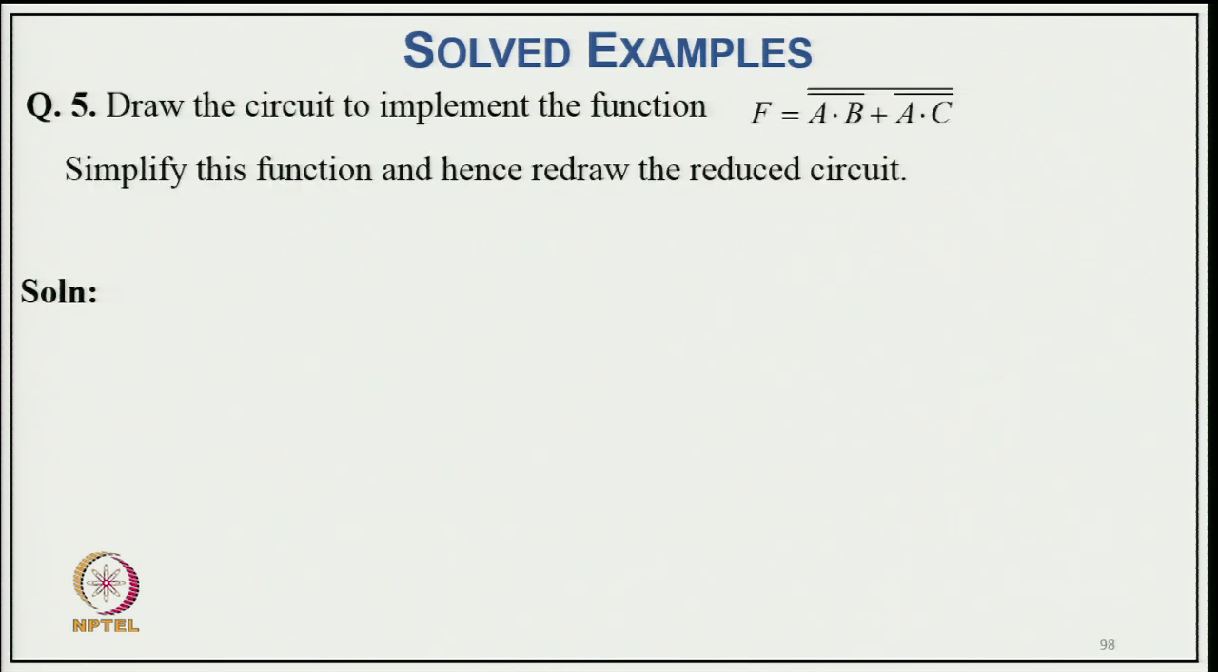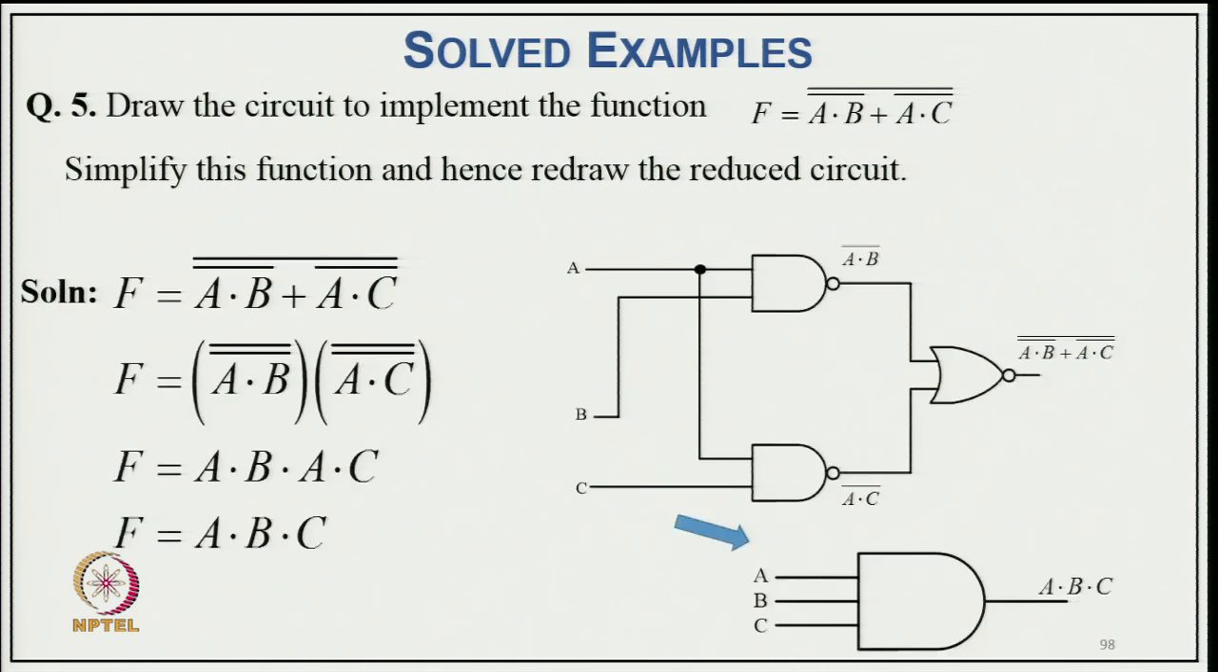Draw the circuit to implement f equal to a dot b bar plus a dot c bar, whole bar of it, simplify this function and redraw it. So we can draw the circuit corresponding to this expression itself, and when we simplify it by De Morgan theorem, it comes like f equal to a b. So it is just represented by a 3 input AND gate. That is the advantage of simplifying by De Morgan theorem.